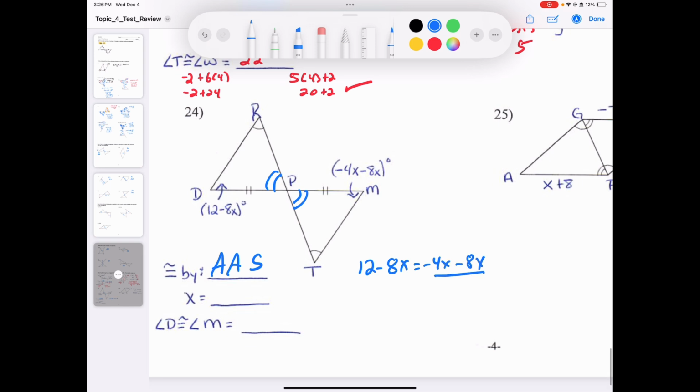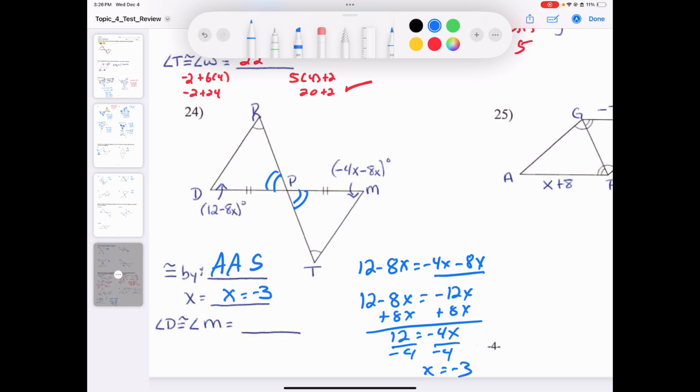So my angles are equal to each other. Notice I've got x's over there, so I'm going to combine like terms. -4x minus 8x is -12x. That means I need to add 8x to both sides. So that's 12 is equal to -4x divided by -4. X is equal to -3, and that's okay. Oops, so x is equal to -3.